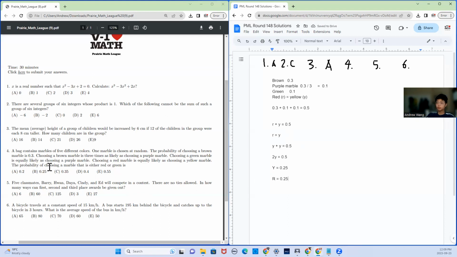Now let's look back at the question. It says the probability of choosing a marble that is either red or green is. So what we're going to do here is simple: just add the probability of red and the probability of choosing green. We know that red is 0.25, plus the probability of green at the top here, which we know is 0.1. So the probability of choosing either a red or a green will be 0.35. Look at 0.35. The answer is C. So the answer to question 4 is number C, 0.35. Yeah.